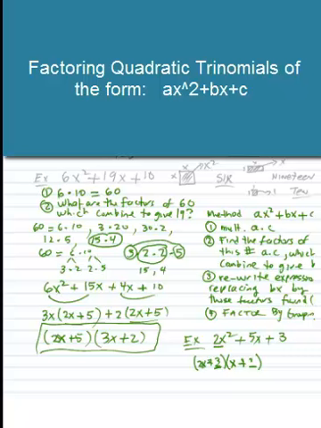Let's look at a problem where the leading coefficient is not a 1. So if we have 6x squared plus 19x plus 10, if we think about this as an area problem, remember that if I let a flat be side x and side x, then the area is x squared. This time we have 6 of them.